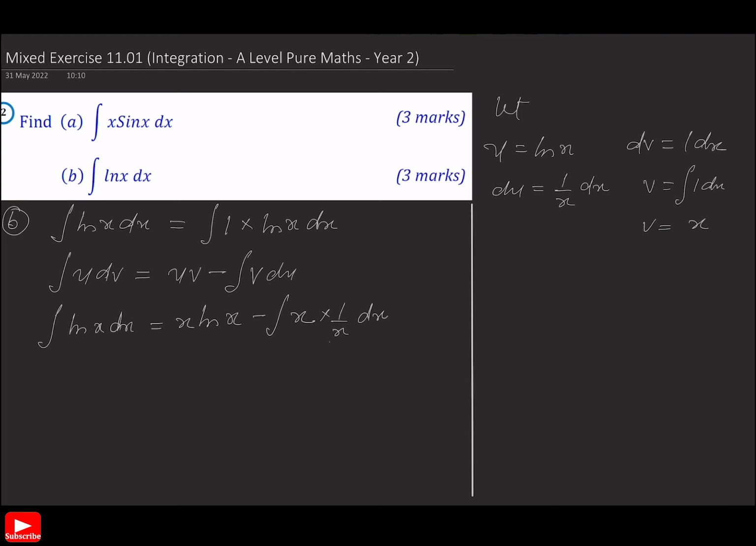Well, you can see that this will cancel that. I'm left with 1 dx, which is the same as dx. And so we have x ln x minus the integral of dx. And if we integrate dx, we are going to get x. And so we have x ln x minus x. And then we add our integration constant. And that's the integration of ln x. And this is the final answer.